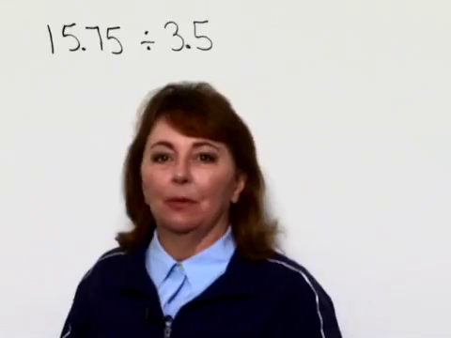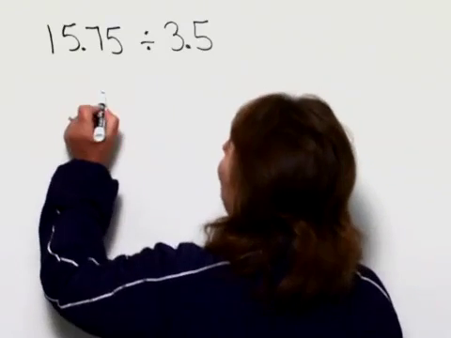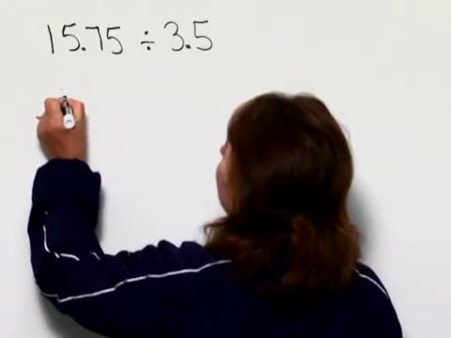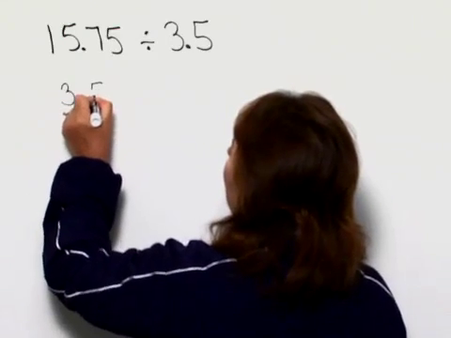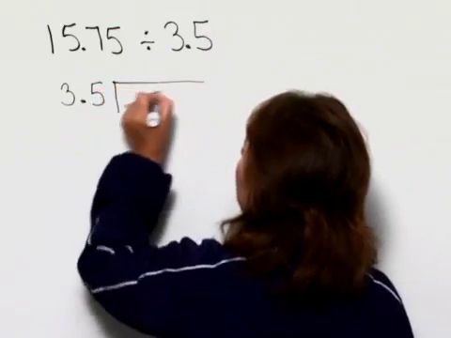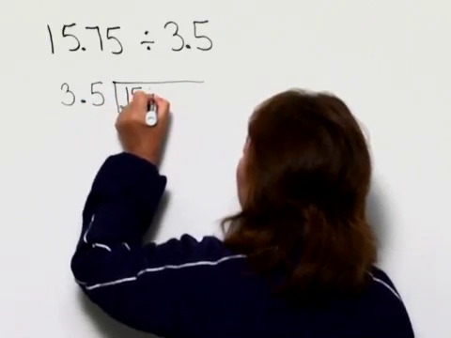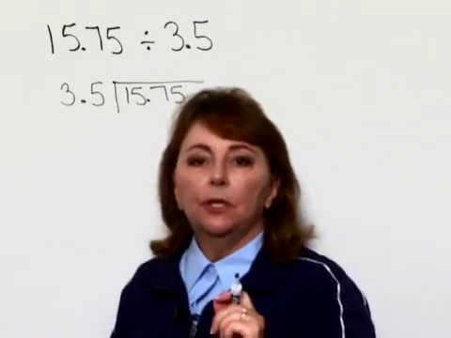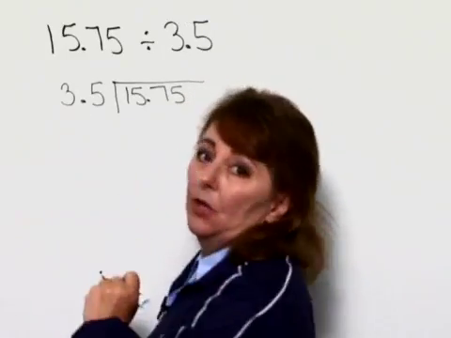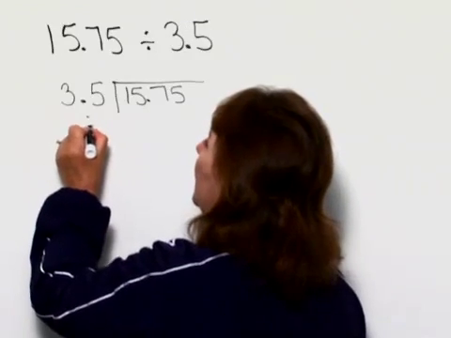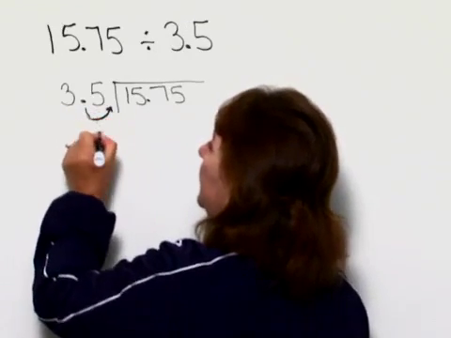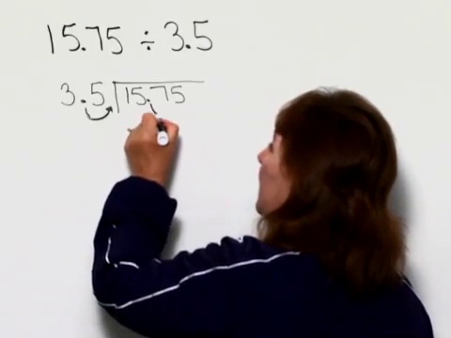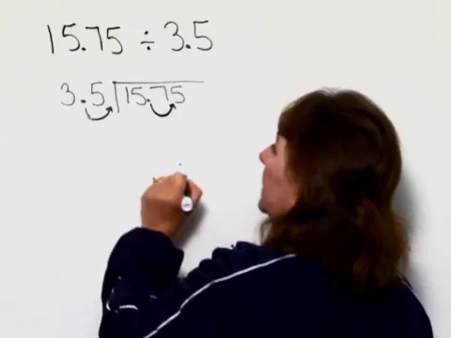Now let's try a division problem. We have 15.75 divided by 3.5. So let's write that. 3.5 divided into 15.75. The first thing we want to do is look at the divisor. It's not a whole number. If we move the decimal point one place to the right, that becomes a whole number, which means we have to offset that by moving this one place to the right.